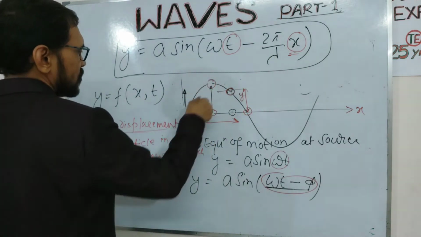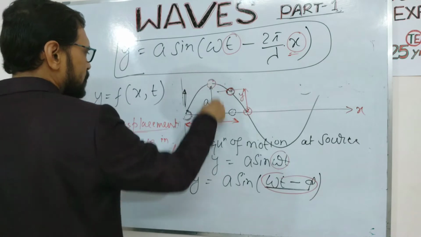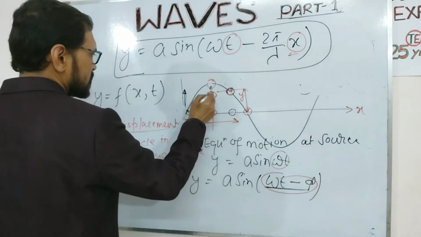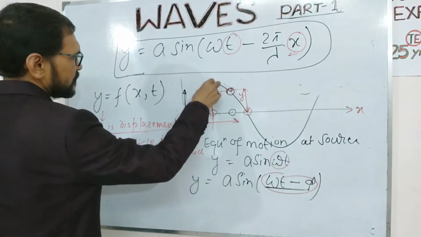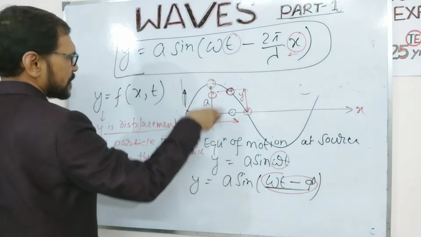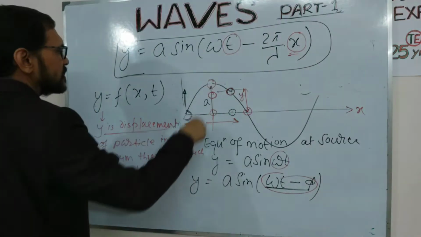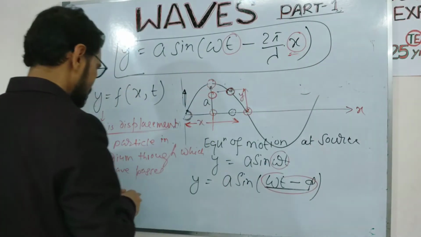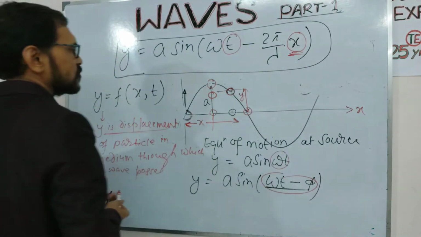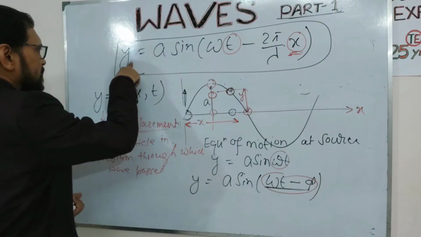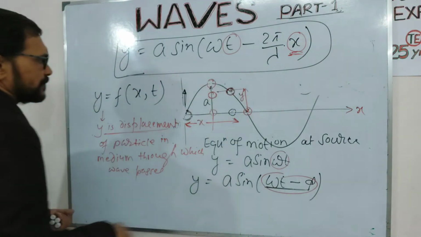So the same particle oscillates about the mean position. So at different times, the position will be different. At one time the position is here, after some time the position will be here. So at different times the value of y for the same particle, x being the same, differs. So because x is constant, displacement is a function of t.